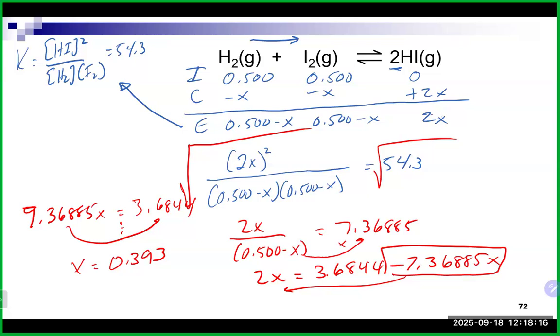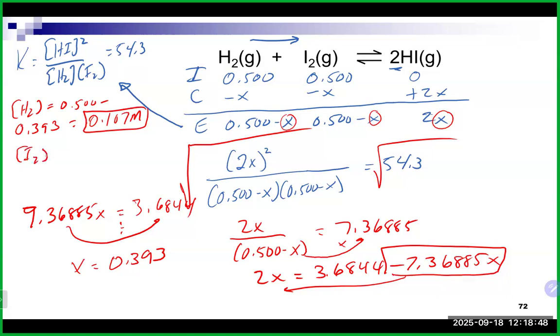So that is our x value that we're going to put into each of these. That would get us the concentration of H2, which equals 0.5 minus 0.393, going to get me 0.107 molar. Obviously, our I2 will be the same: 0.5 minus 0.393, 0.107 molar.